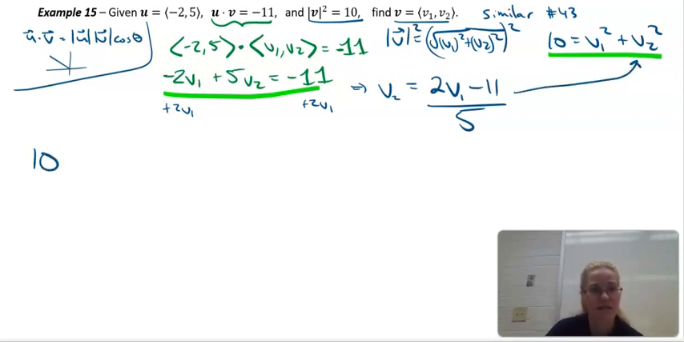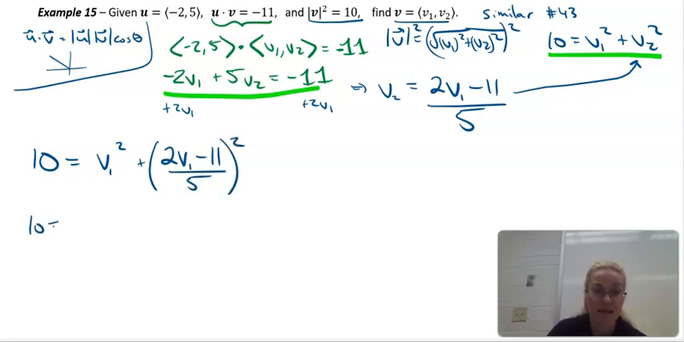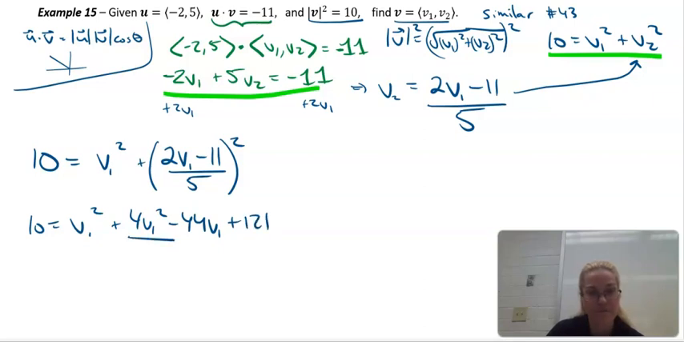So if that is my v2, I'm now going to drop that in here, and I'm going to rewrite this over here and say 10 is equal to v1 squared plus quantity 2 times v1 minus 11 all over 5 quantity squared. So 10 is v1 squared plus, when I multiply this all out, 2v1 minus 11 times 2v1 minus 11 is going to give me 4 v1 squareds minus 22 v1 minus another 22 is minus 44 v1s, and then 11 squared is 121. That will all be over 5 squared, which is 25.